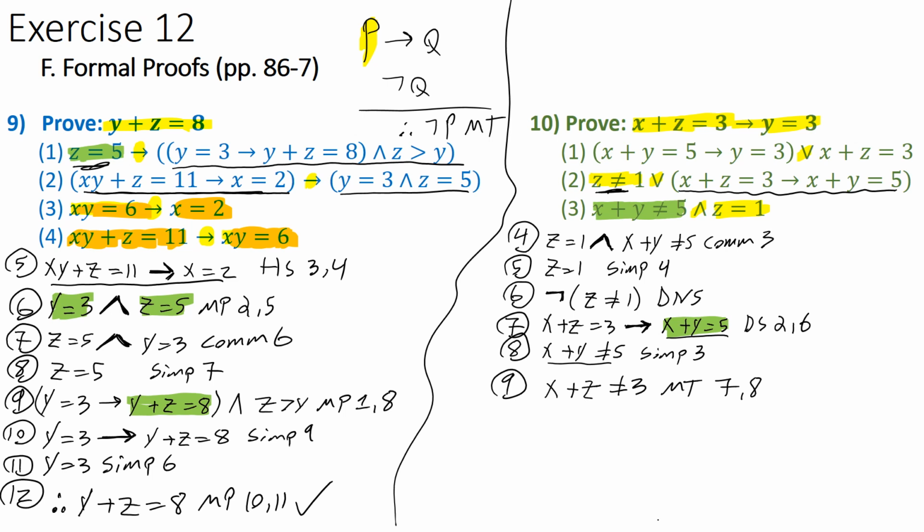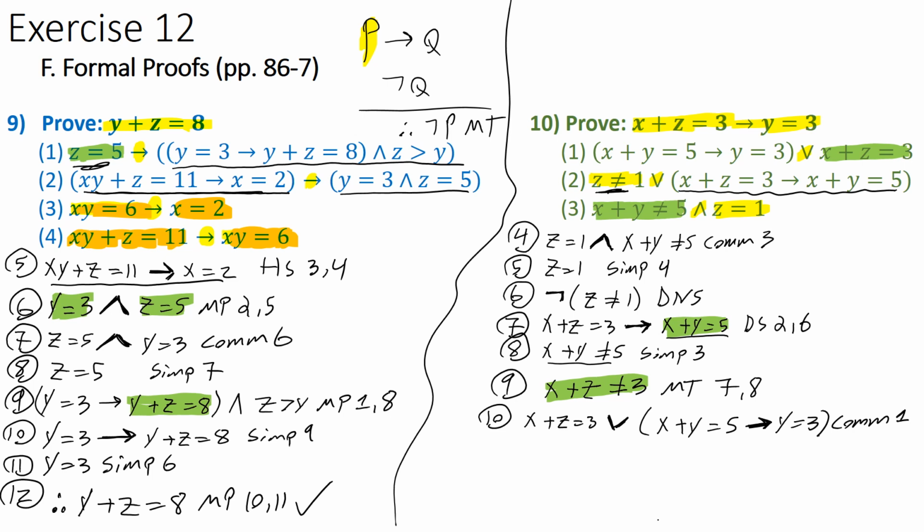Now notice that this statement here goes against this statement here in a disjunction, because textbooks, at least some textbooks, are very fussy. Let's first do the commutative rule. For 10, we'll say x plus z equals 3, or parentheses, x plus y is equal to 5 implies y is equal to 3. Commutative rule, line 1.